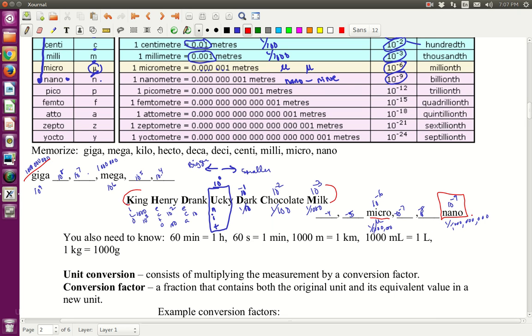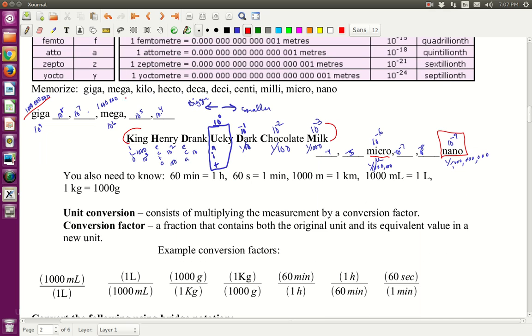It's super small. Now, other things that you need to know are that 60 minutes is an hour, 60 seconds is a minute, 1,000 meters is a kilometer, because kilo, the K, means 1,000. The K gets turned into 1,000, and the M turns into meters. So 1,000 meters would be 1 kilometer.